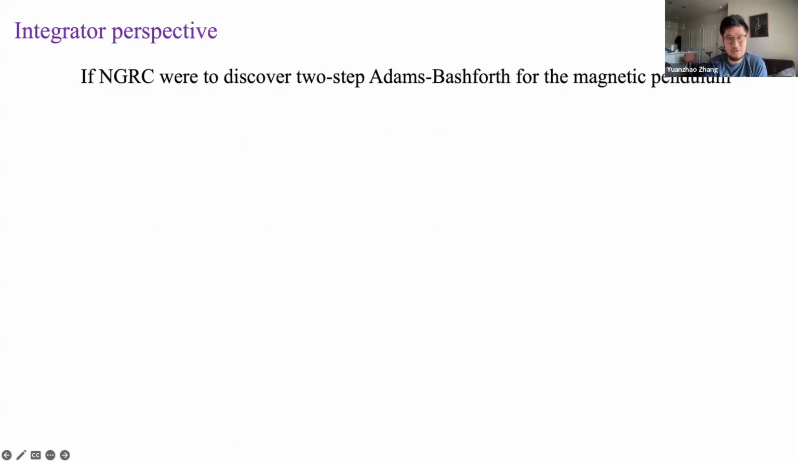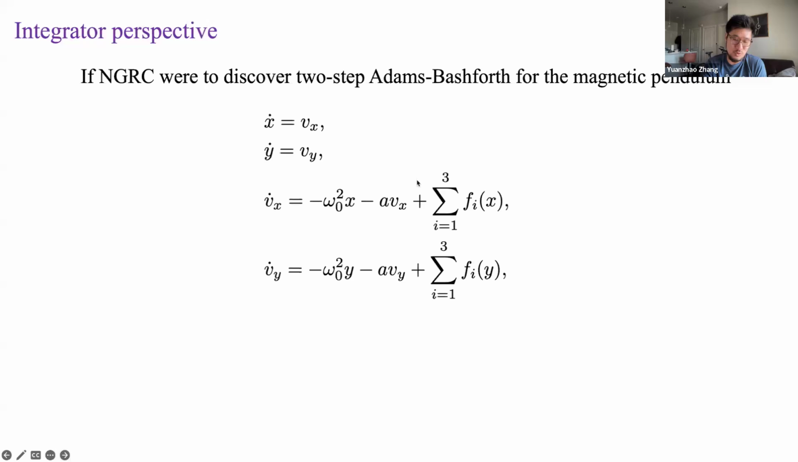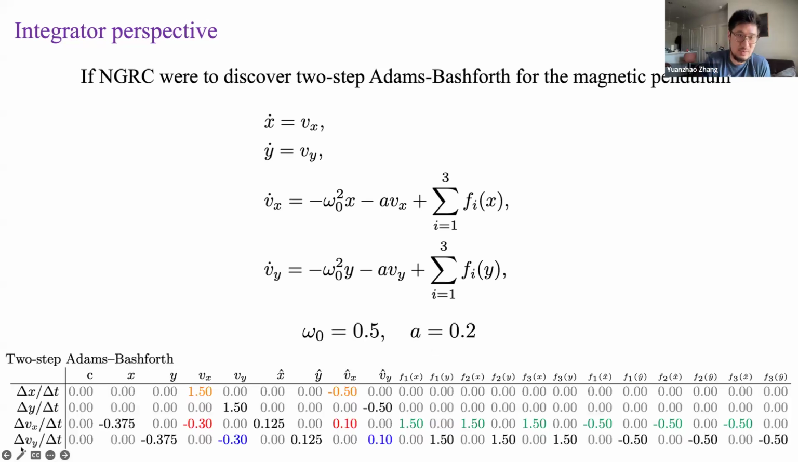Now, if NGRC were to discover the two-step Adams-Bashforth method for the magnetic pendulum, how would the coefficients of the output matrix look? Here, I'm rewriting the pendulum equation all in first order, so it's easier to see what the coefficients should be. Here are the values of the natural frequency and the dissipation we're using. This is what the two-step Adams-Bashforth method would assign to the output matrix if written in the NGRC language. For example, the derivative of x depends on Vx, and the coefficient is 1. So we assign 1.5 to the current state of Vx, and minus 1/2 to the delay state of Vx, and the same for all the other coefficients.